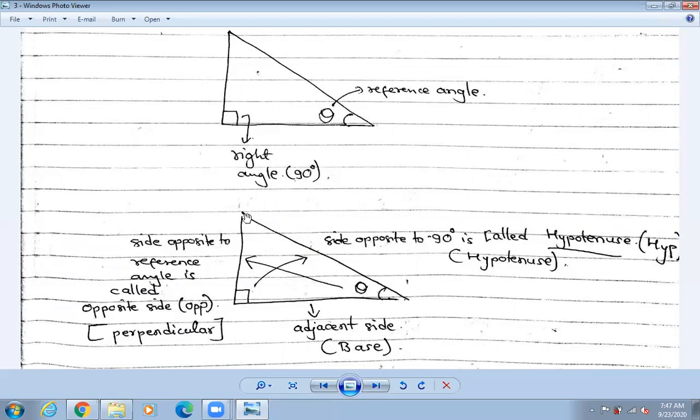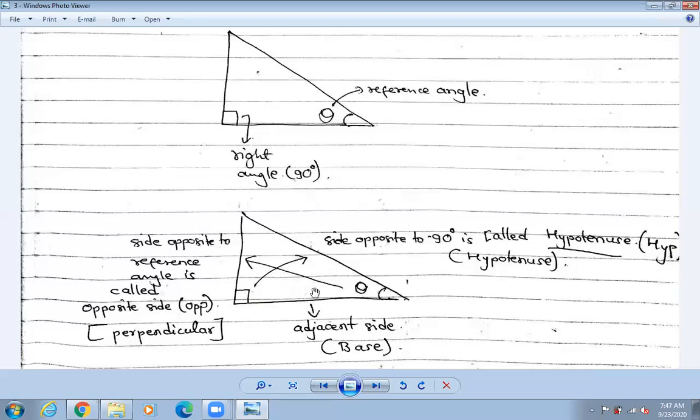Perpendicular, a straight line is here also. This is the slanted line. It is a little slanted, but there are two straight lines. Here is also a straight line. So if there are two straight lines, then we always follow the reference angle. Where is the reference angle? The opposite line to it is called perpendicular. Otherwise we call it opposite also. And the next thing, there is a 90-degree angle also.